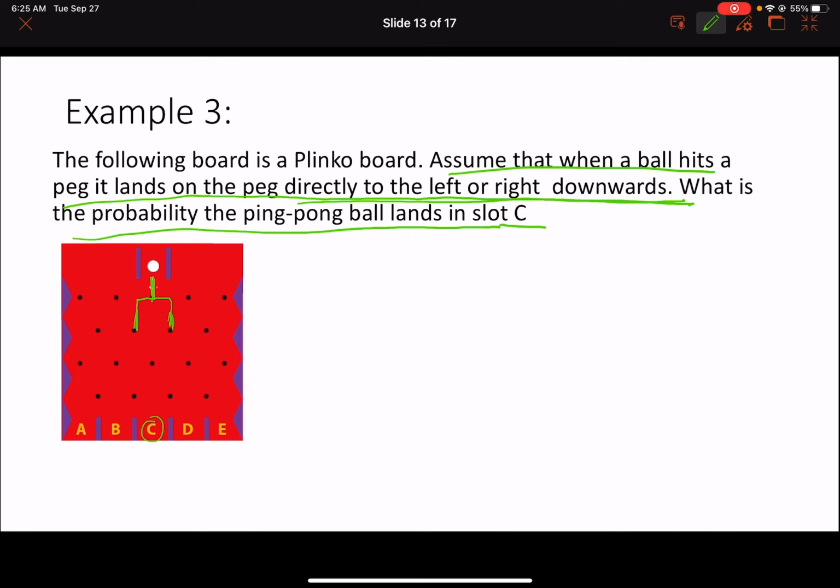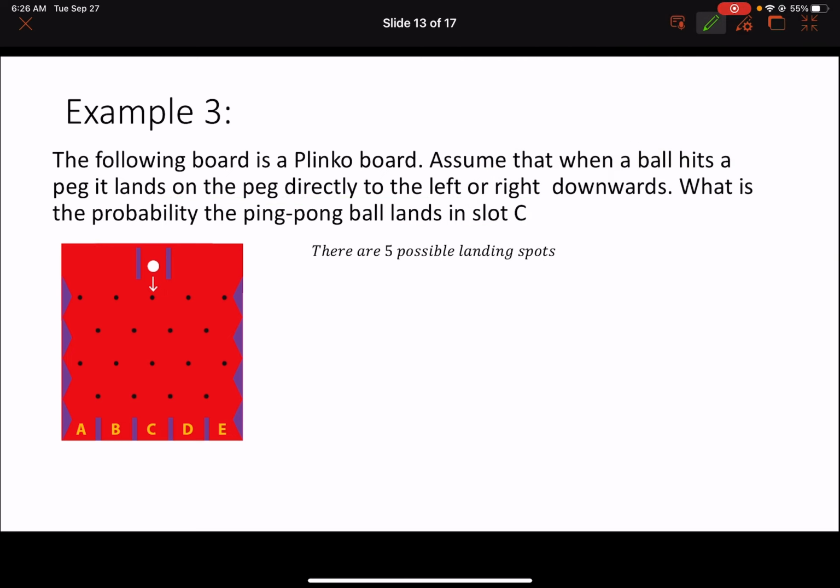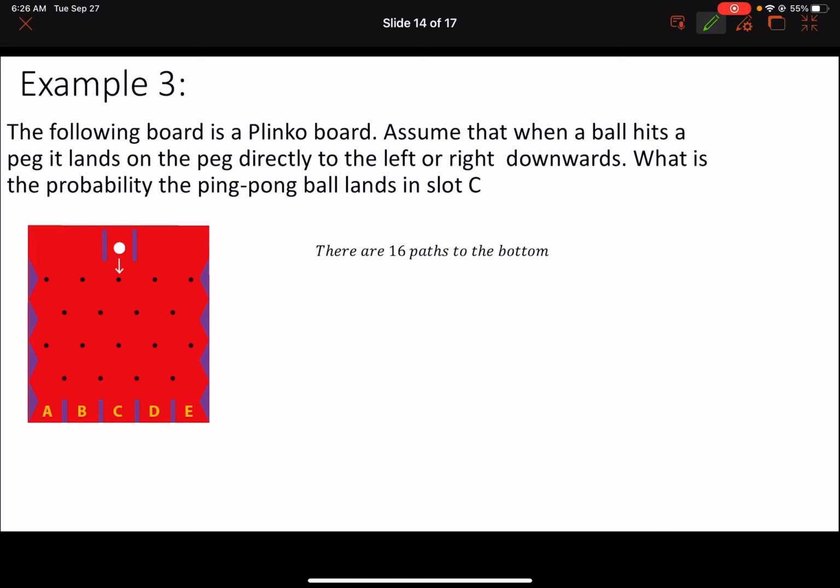Well, this is the path problem, right? If we saw earlier, there are 5 possible landing spots, but the probability of landing on each spot is not equal. Is the probability of landing on C still the same? So if we do it like that, is it still the same? No. And is the probability of landing on E the same? Of course not. So let's take a look. There are 16 paths to the bottom. How do I know that?